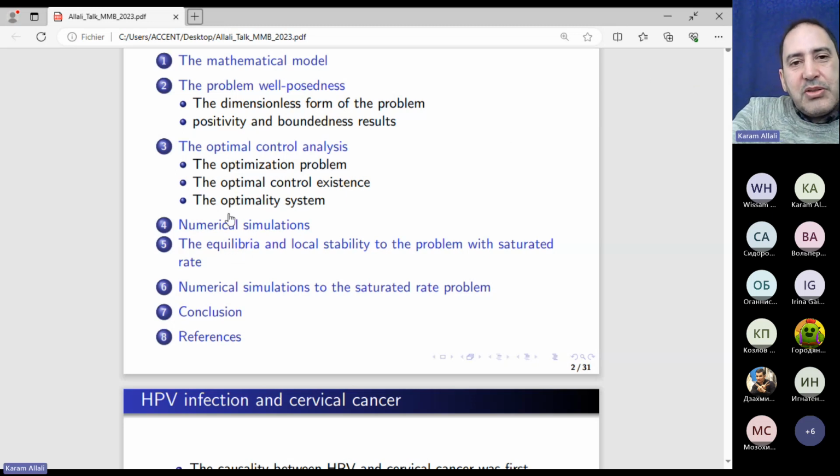The talk will be about two kinds of incidence function. The first one is the saturated function, and the other one concerns the problem with the Beddington-DeAngelis function. For the first, I will give the equilibria and the local stability of the problem with the saturated rate, and the numerical simulation for the problem with the saturated rate. And after that, I will give some conclusion and references.